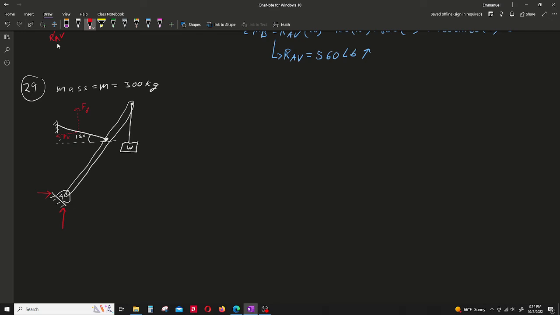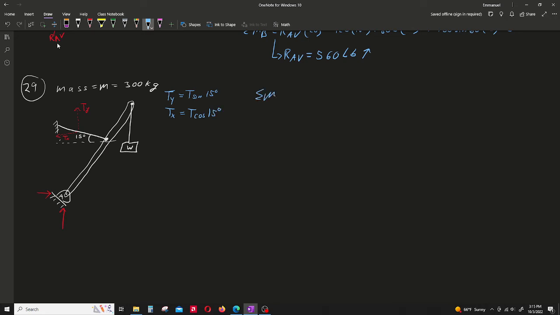And I'm sorry, this is not force, this would be considered tension. It's a cable. Cable is considered tension. Just want to make sure we get that right. Tension in the x, tension in the y. Tension in the y is going to be T sine of 15. Tension in the x is going to be T cosine of 15.